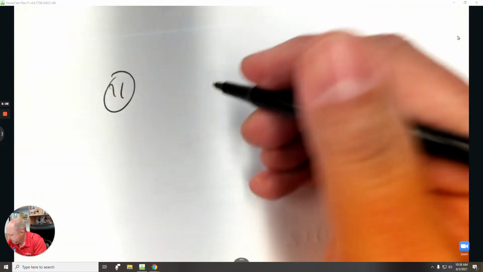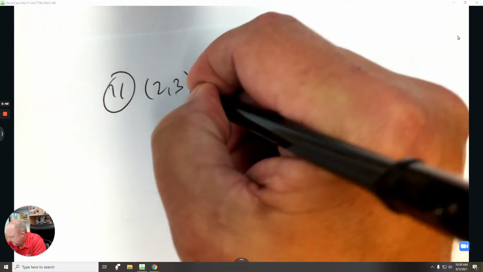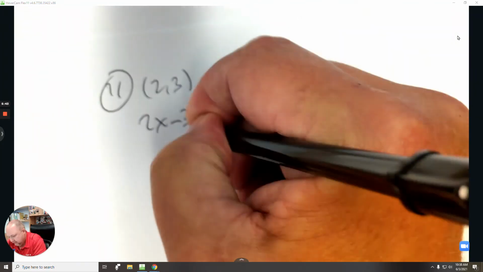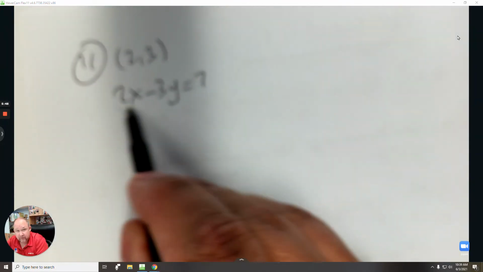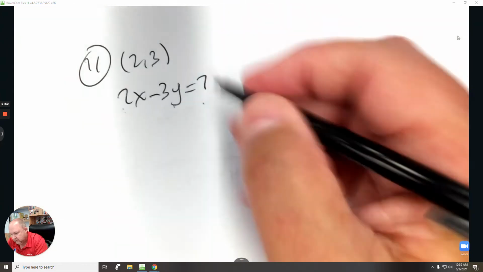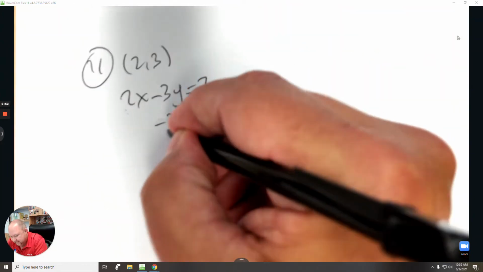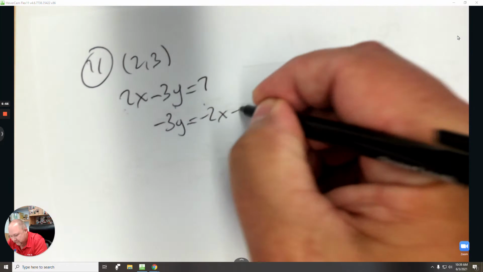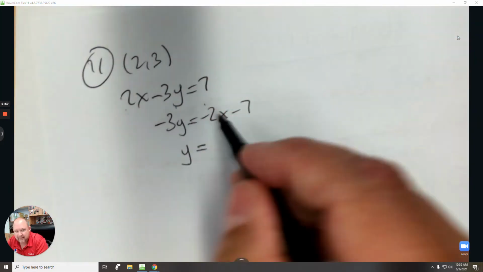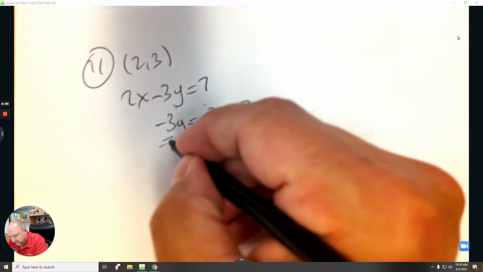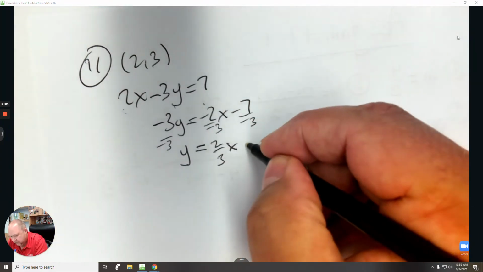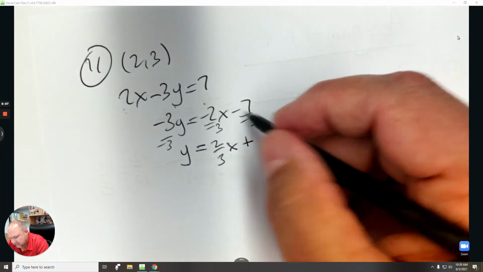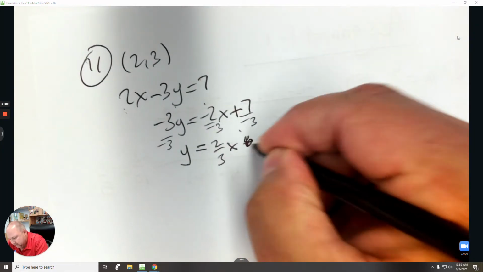Number 11, you have a point, and then you're given an equation, and it says perpendicular to this line. So step 1 is to find the slope of this line. So in order to find the slope, I'm going to subtract 2x. I'm going to divide everything by negative 3. So if I divide everything by negative 3, I get positive 2/3 x, plus, this is positive, right? So minus 7 over 3.